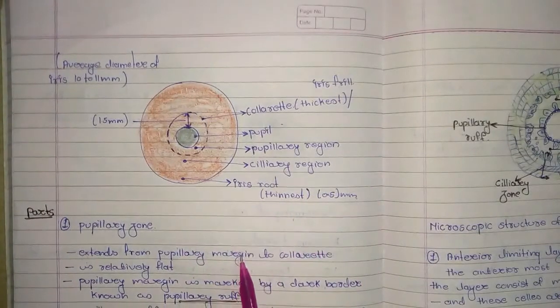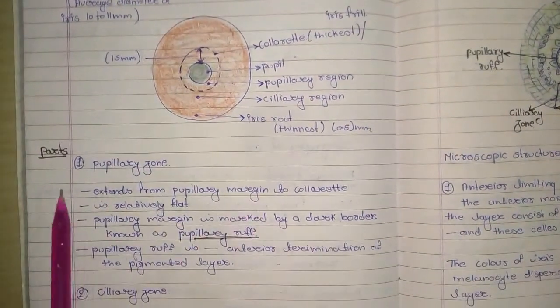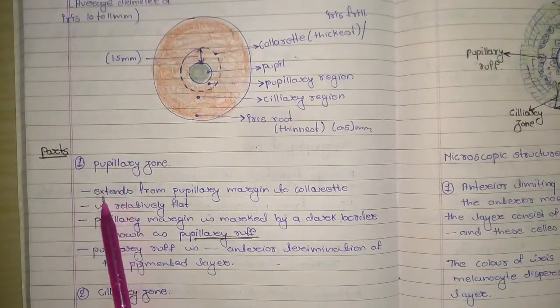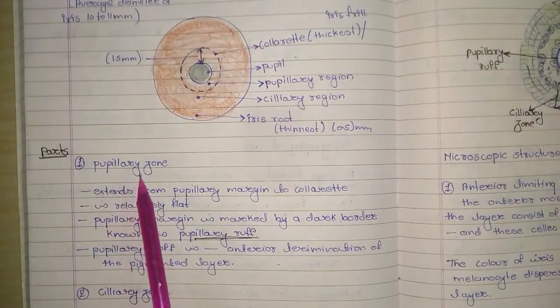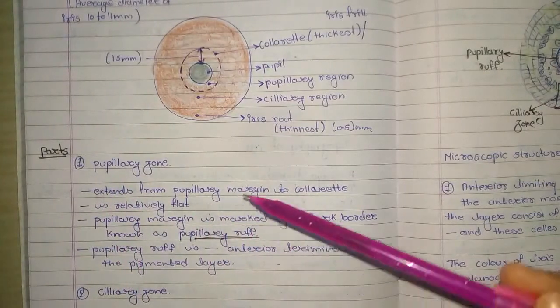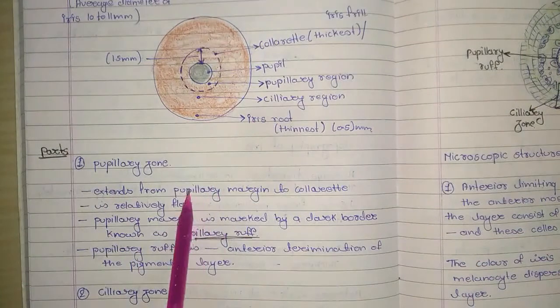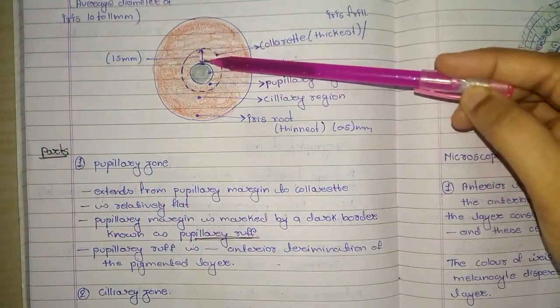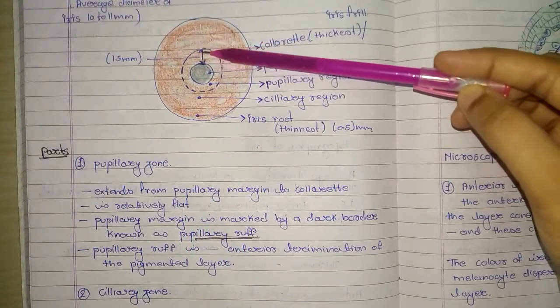Now the next part of iris. Now we are going to see the parts of iris. In that, first, pupillary zone. Pupillary zone extends from pupillary margin to collarette. In the above diagram you can see from pupillary margin to collarette, it is the pupillary zone.